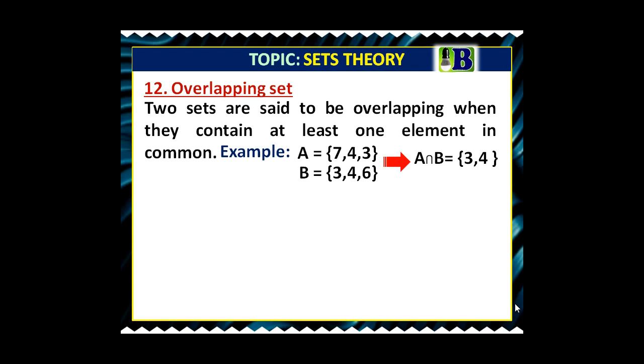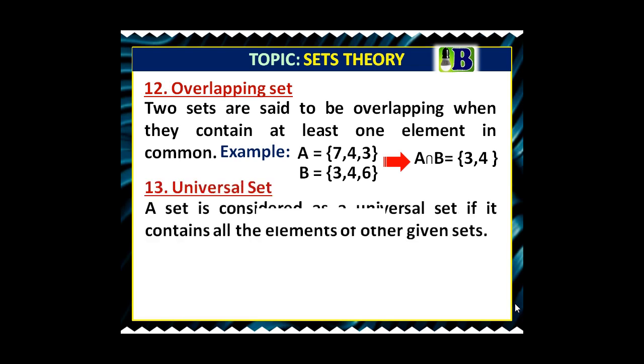So in this case now, A intersect B is equal to 3 and 4. So look at the two sets very well. We have 3 in set A, we have 3 in set B, then we have 4 in set A, then we have 4 in set B. So the two sets are called overlapping set because they have two things in common.